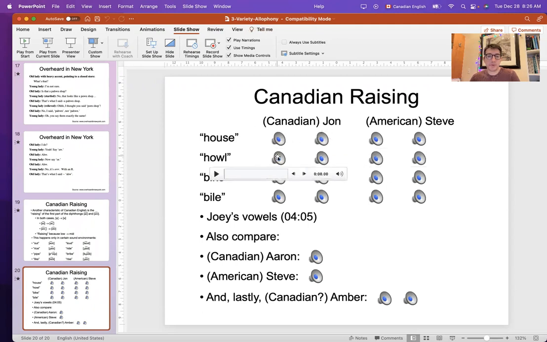A typical raising, but what about "howl"? It's practically the same, maybe louder, with Dr. Winters. "Bike," "bike" or "bake." Again, very different. So "bike" and "house" are different, but "howl" and "bile" are not.